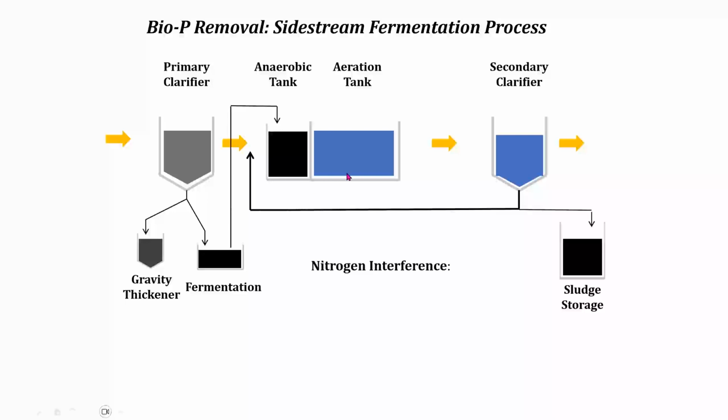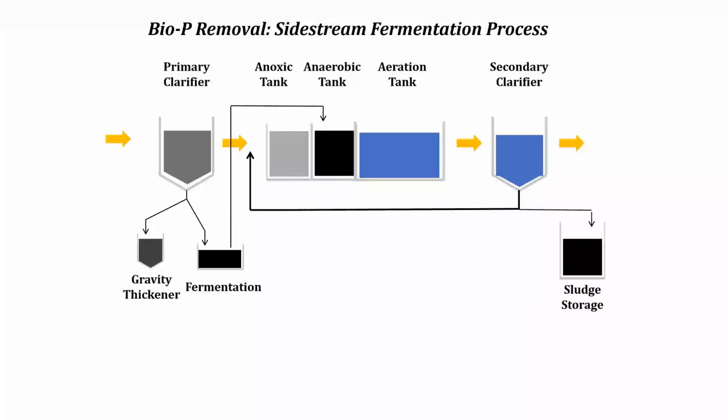However, once again, any nitrates that are in the return sludge are going to interfere and they're going to prefer the volatile fatty acids. So this is why these plants that I just mentioned have so many tanks. They start adding tanks. Okay, let's add a tank.